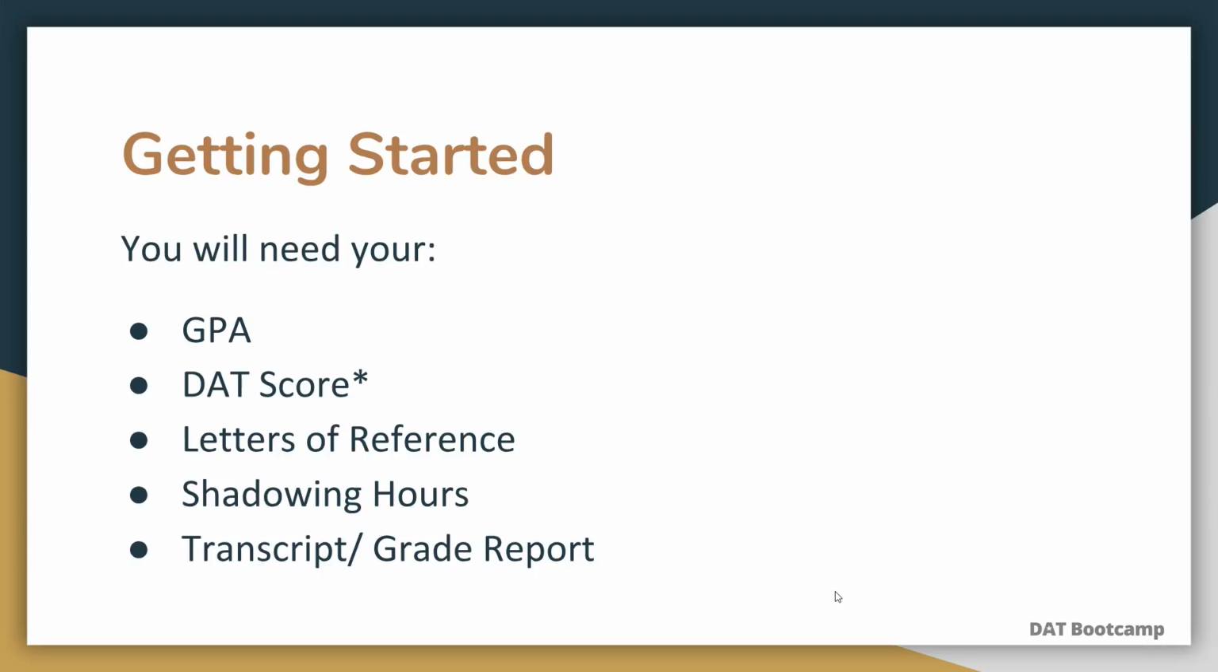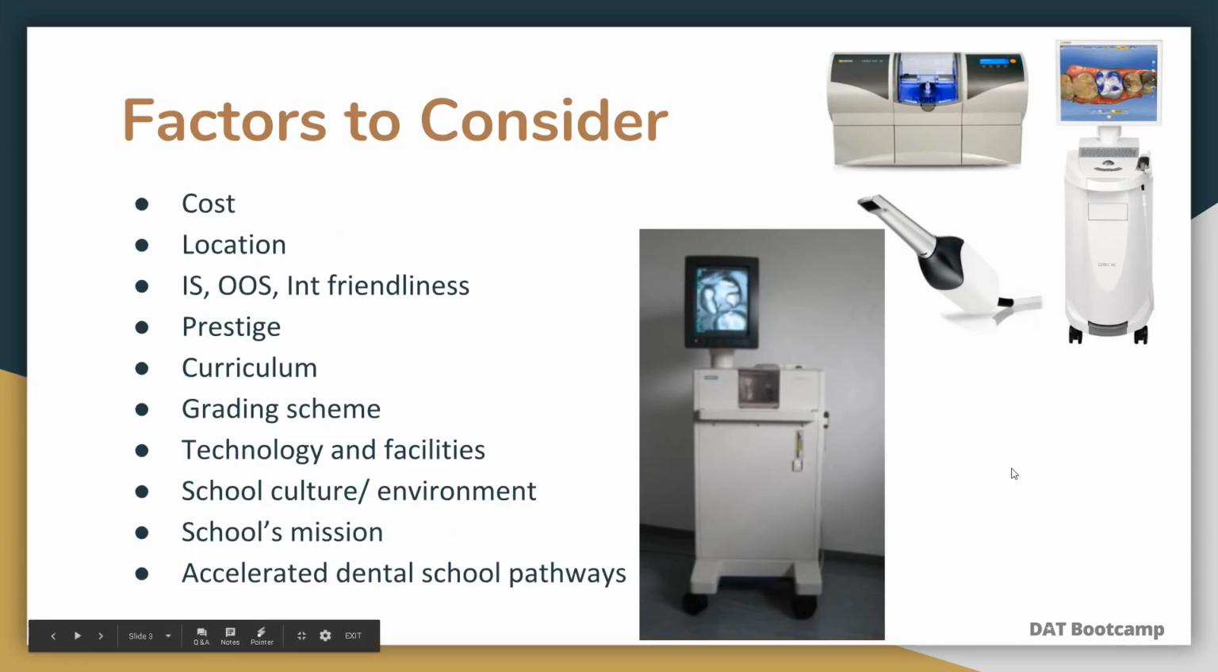You're going to need to know what kind of reference letters you have. Do you have science reference letters, non-science, a dentist, research, things of that nature, to ensure that we're meeting the requirements of every school. Similarly, we need to know our total shadowing hours. So if you shadowed in multiple dental offices, you're going to have to make up a total. You're going to need to have your transcript and your grade report to also know that you're meeting all the requirements of every dental school program that you are applying to. So once you have all that, let's move on.